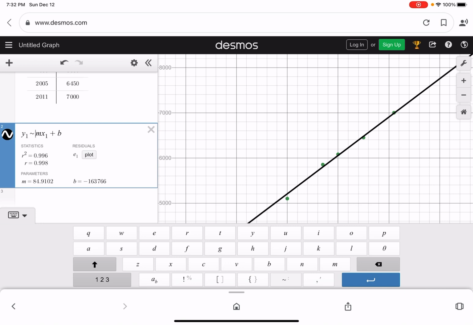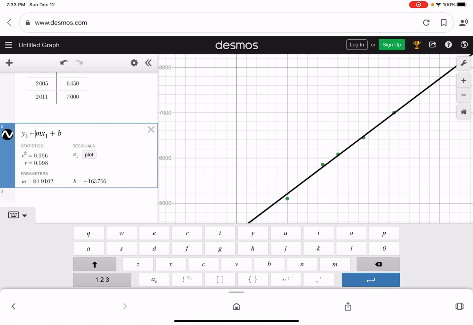Then the third part is strong, weak, moderate, or none. So we talked about the strength of a correlation is measured using that correlation coefficient. And so if you look back at that table of values, I had y'all take notes on R values and which was strong, which was weak, which was moderate. And in this case, 0.998, that's actually very strong. So without even looking back at those notes, you should be able to recognize that anything that's 0.9 is going to be a strong correlation.